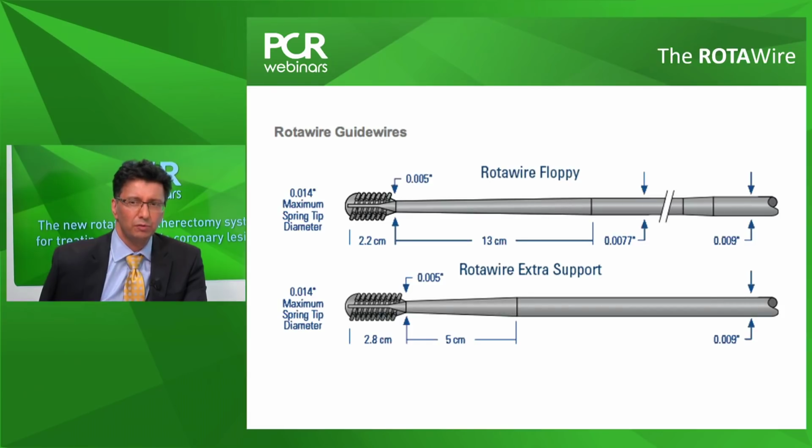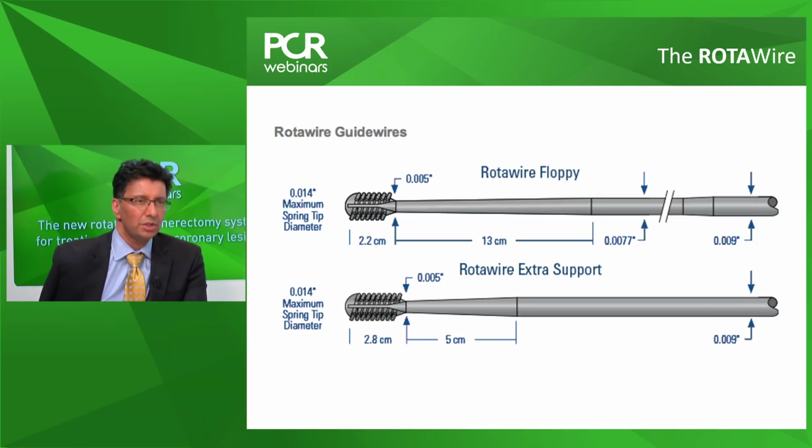So Adam, there are two rotor wires available, and they are unique to the procedure. They are the rotor floppy and the rotor extra support. The principal features of these two wires are that they are stainless steel in construction, solid stainless steel. The rotor floppy has a shaft of 009 tapering down to 005. The extra support goes from 009 down to 005 and doesn't have this 007 transition point, and they both end in a spring coil platinum tip.